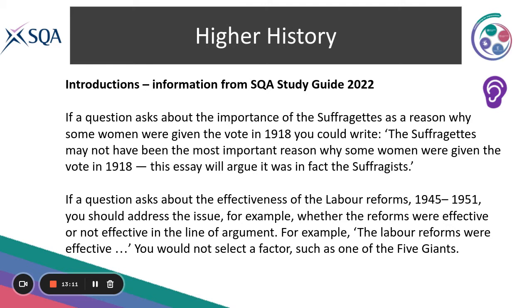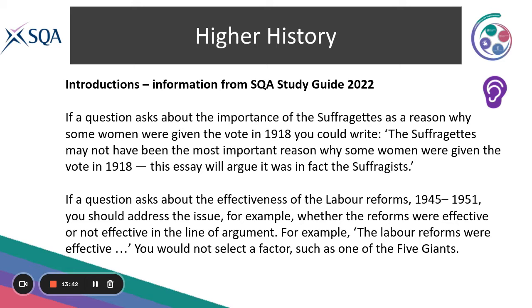If a question asks about the effectiveness of the labour reforms, for example, you should address the issue whether the reforms were effective or not effective in the line of argument. So you can say the labour reforms were effective in tackling poverty and creating a welfare state. You cannot turn it round and try to make it an isolated factor essay and say something like the most important factor was disease. That won't get you the mark because that's not what the question is asking you to do.